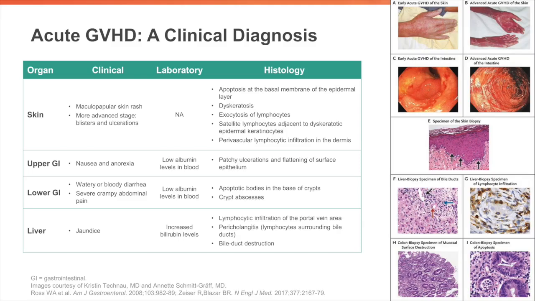It's important to remember that acute graft-versus-host disease is a clinical diagnosis. Typical organs involved include the skin, GI tract, and liver. Skin presenting as a macular-papular rash, GI involvement with nausea or anorexia or diarrhea, and jaundice with liver involvement.